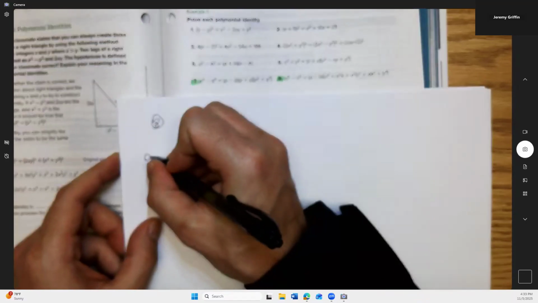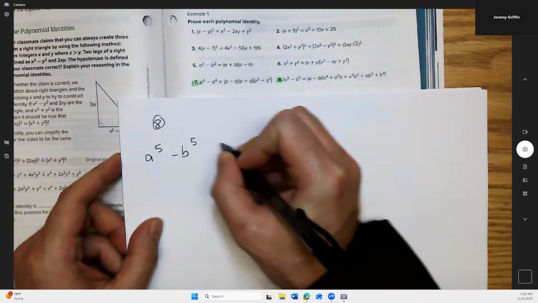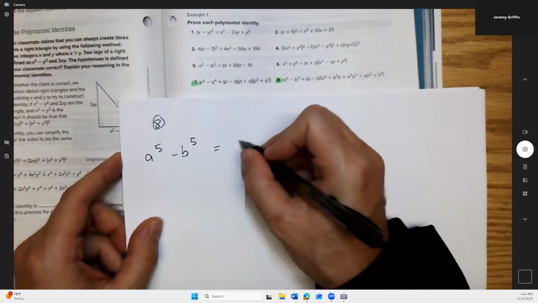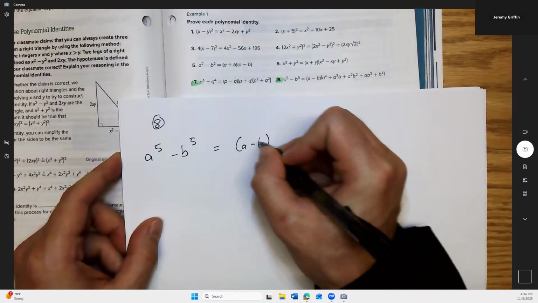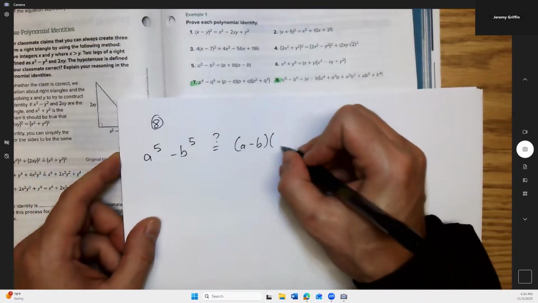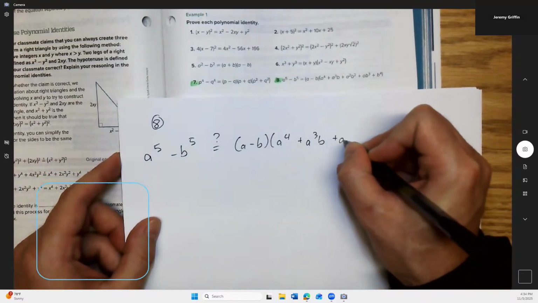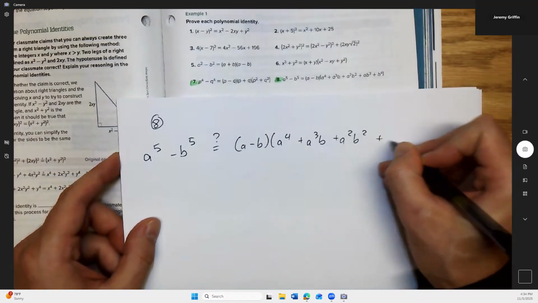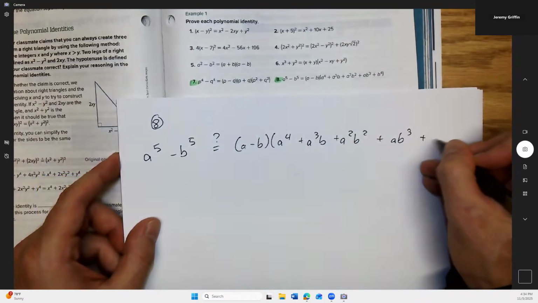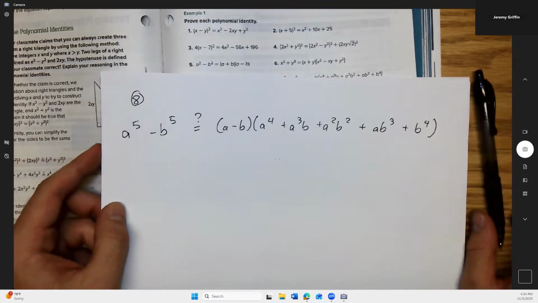Okay, so they switched to A and B, it looks like. We have A to the 5 minus B to the 5. Okay. Now, supposedly that's equal to, see, A minus B. So I'll put a little question over this equals because we're going to try to prove this. A to the 4 plus A cubed B plus A squared B squared plus A B to the 3 plus B to the 4. Okay. How could I do that?